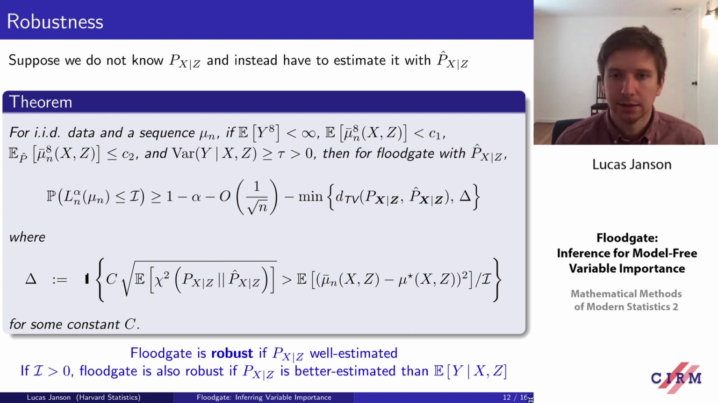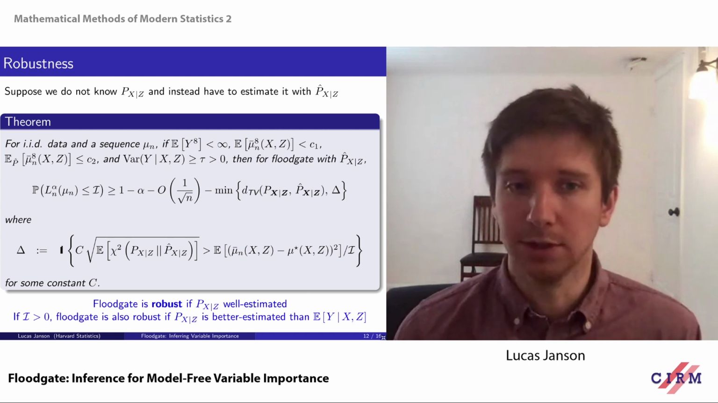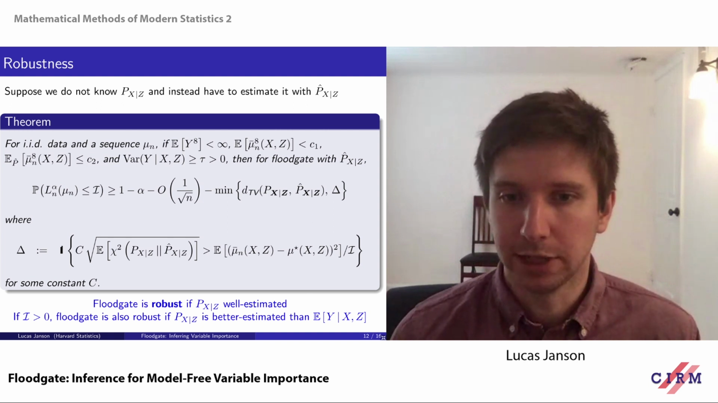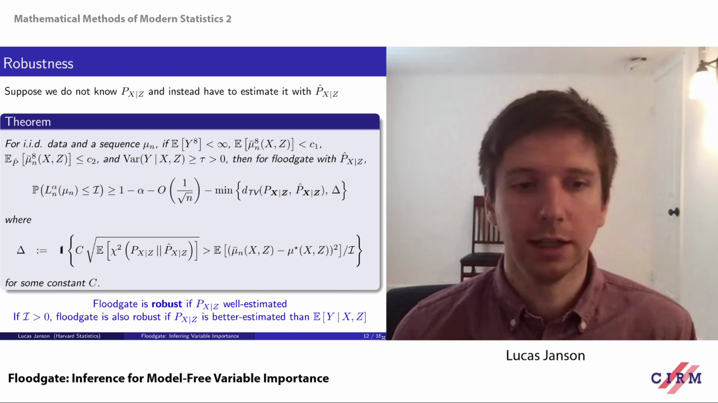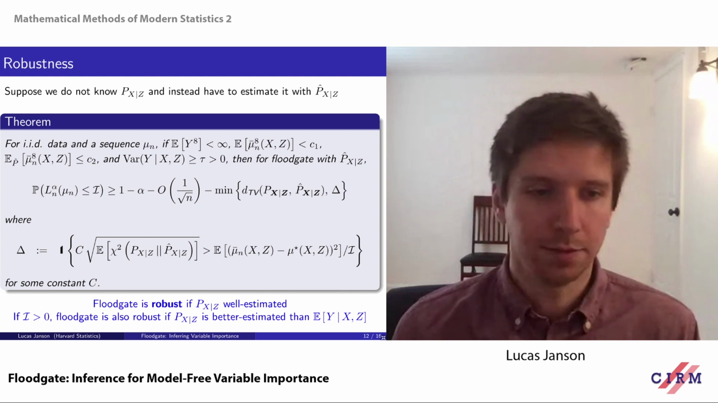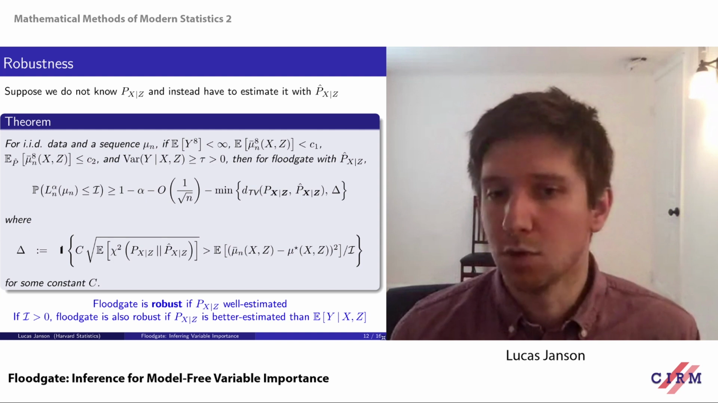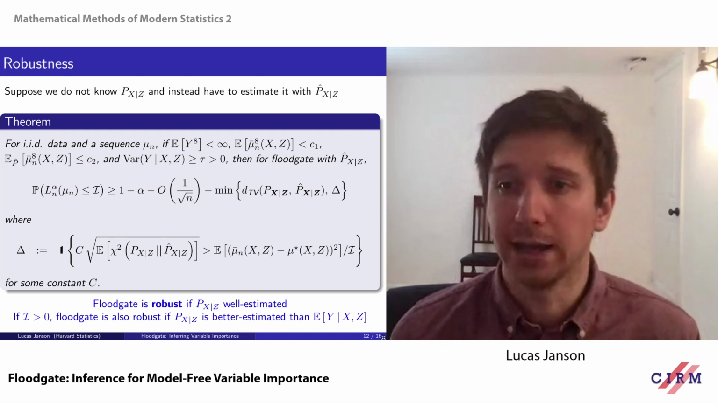In that case, it turns out that Floodgate is also robust if we can do a better job of estimating x given z than we can of estimating y given x and z. And so this sort of says, if you have more information about the covariates than you have about the outcome given the covariates, you might actually expect that the delta might be able to save you, at least for the positive variables, which I think is kind of nice because, again, if you have some unlabeled data or domain knowledge about the covariates, you might actually expect that you know more about x given z than you know about y given z.